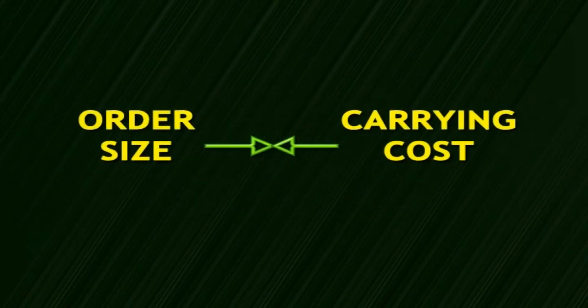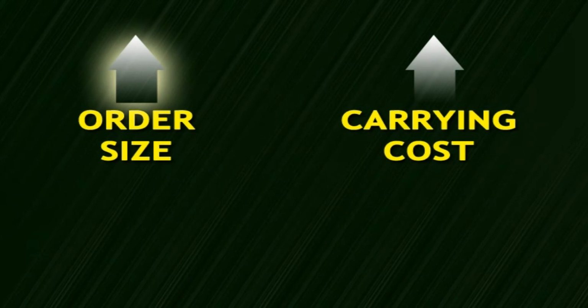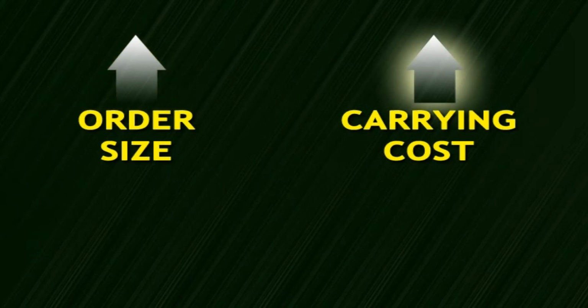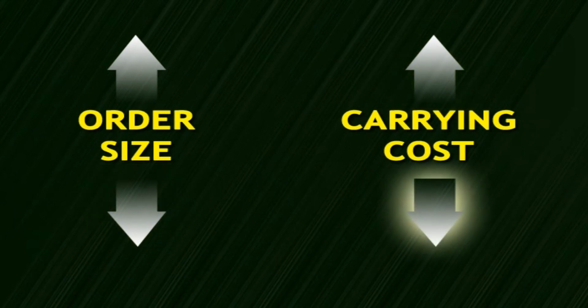The relationship between these two is always positive. They are directly related. That means larger the order size, higher will be the carrying cost. Smaller the order size, lower will be the carrying cost. Let's learn it with our example. Now we have made an order size of 10 units. So we need to carry more units, so we need to incur more carrying cost. We need to pay more on maintenance, more on their security.